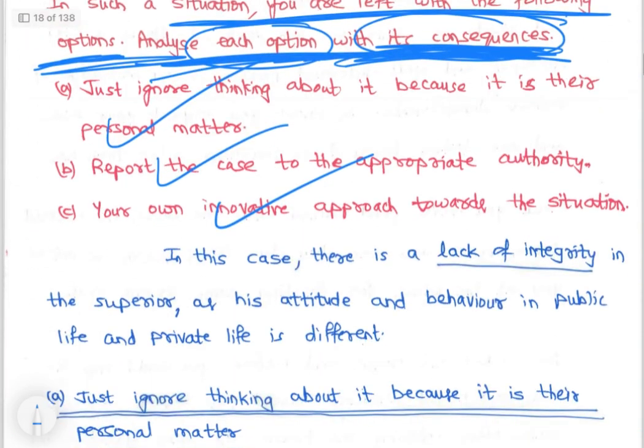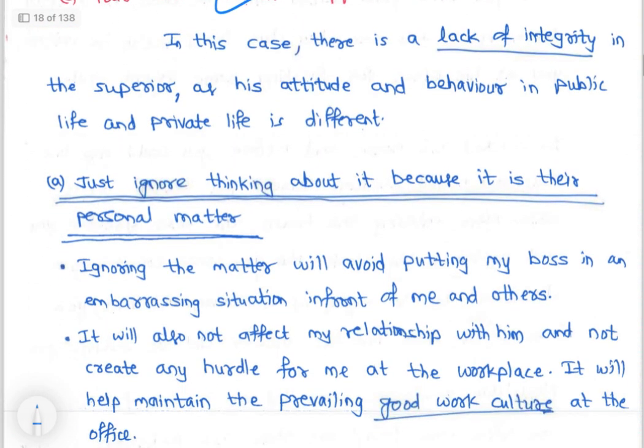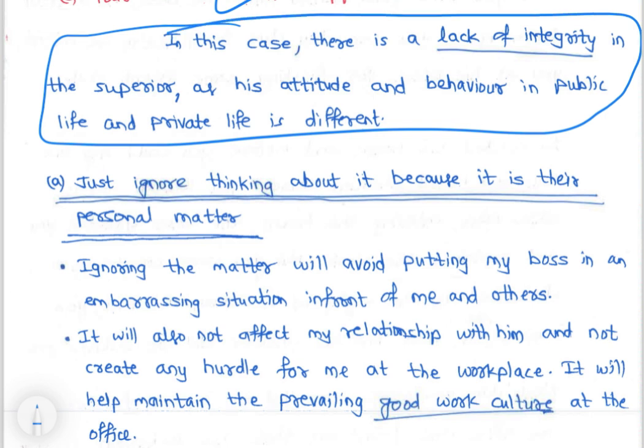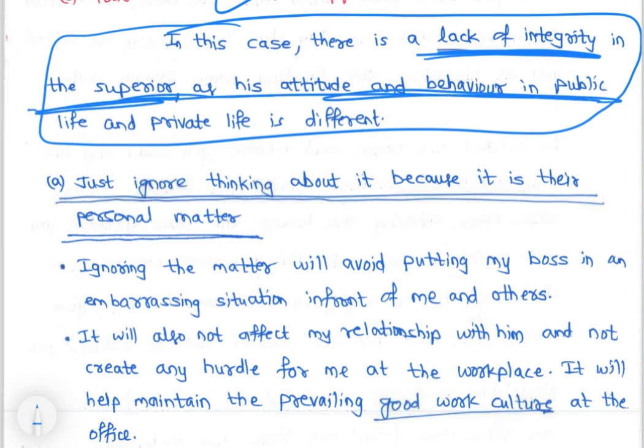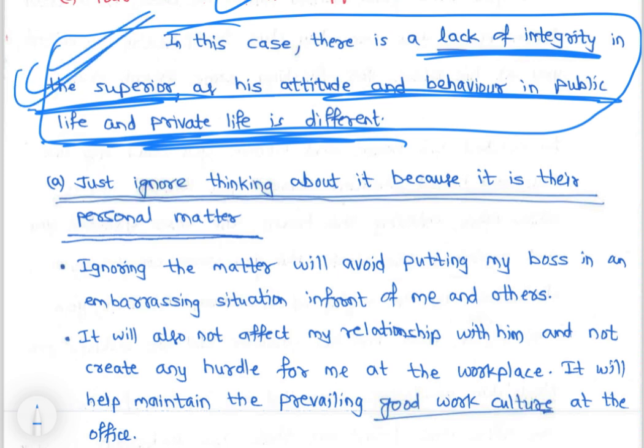So again, the introduction will be in 2 to 3 lines. Just discuss. See, in this case, there is lack of integrity in the superior as his attitude and behavior in public life and private life is different, right? Or you can write the introduction as this is a typical case of well-educated people and well-behaved in the public sphere, but violating laws and using unethical practices in the domestic sphere, right? That can be another introduction, right? Okay, so a 3-4 line introduction.